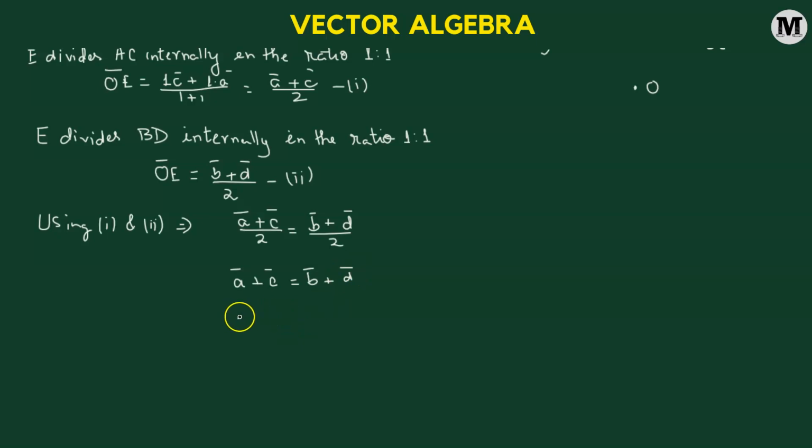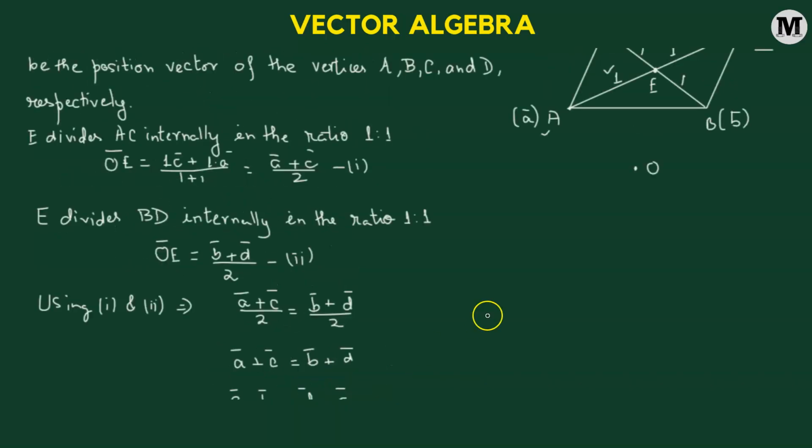Or we can rearrange the terms to get A vector minus B vector equals D vector minus C vector. Now A vector is nothing but OA vector. B vector is OB vector. This will be equal to OD vector minus OC vector. By definition, OA vector minus OB vector is simply the vector BA. And OD vector minus OC vector, that is the vector CD. Now let's go to a diagram.